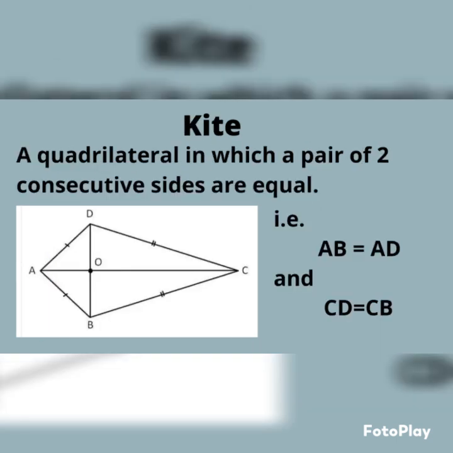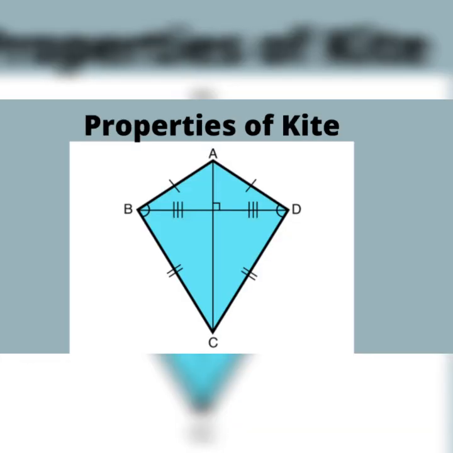Now let's see kite. A quadrilateral in which a pair of two consecutive sides are equal. Two consecutive means here you can see AD is equal to AB and CB is equal to CD. Now let's see the properties of kite.